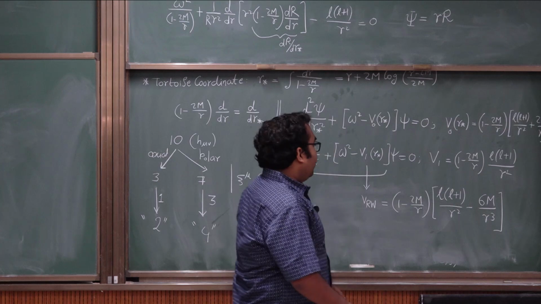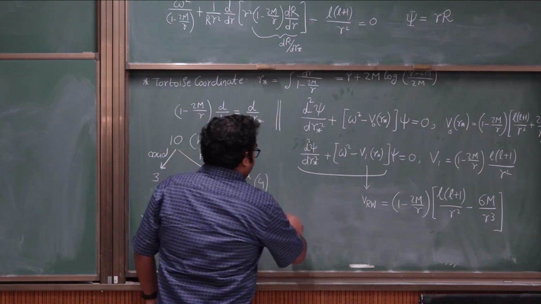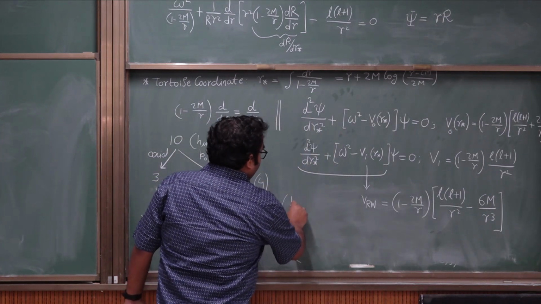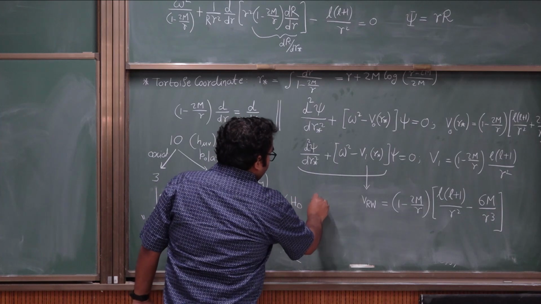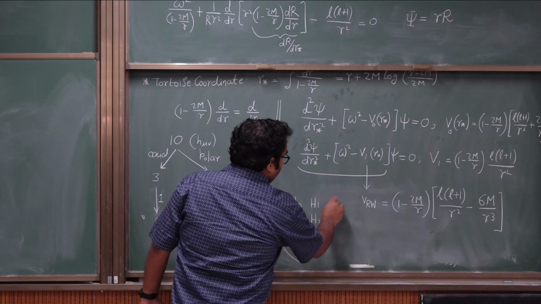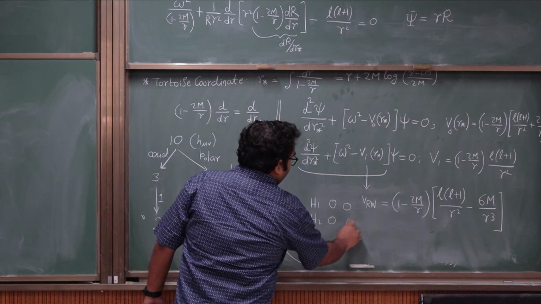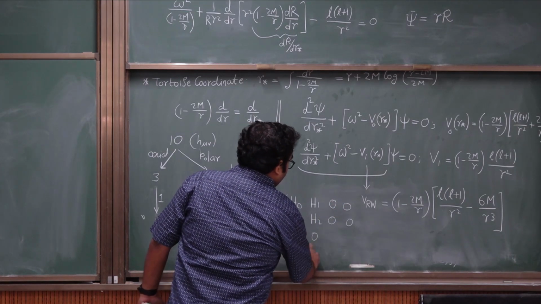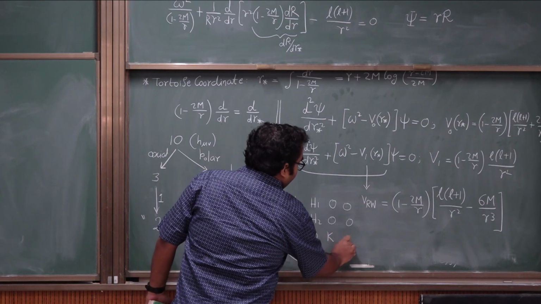The polar gravitational perturbation on the other hand has this form where you have H0, you have H1, H1, H2, these are all 0, then you have K.